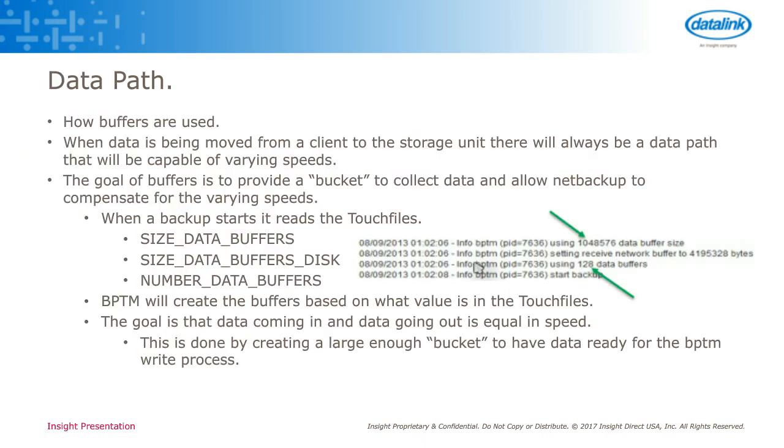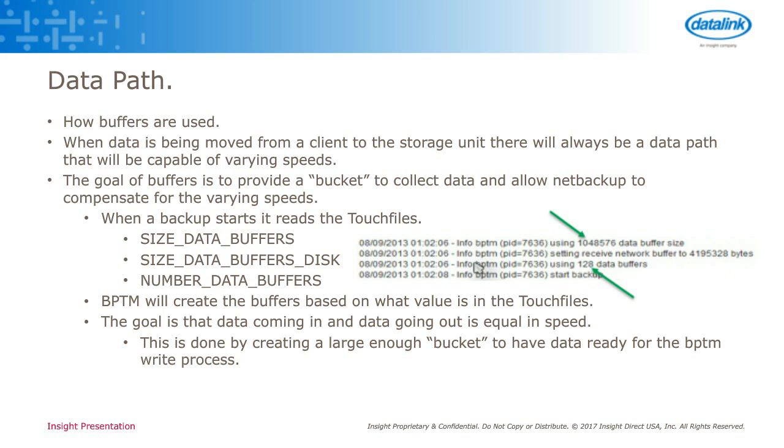So now we'll get into how these work, and this will help put it together a bit better. We're going to get into how the buffers are used. When data is being moved from a client to a storage unit, there's always going to be a data path capable of varying speeds, and you use your buffers to offset the stop and go. You try to make data move as smoothly as possible so that nobody's waiting for data.